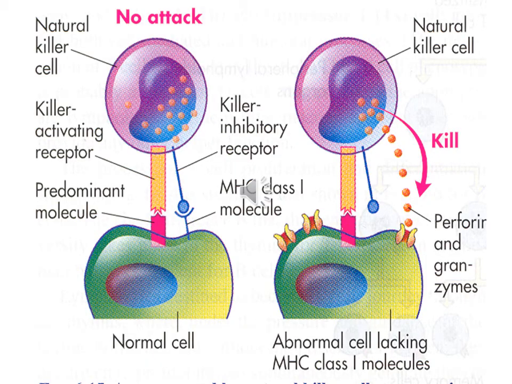Normal cells usually have class 1 MHC molecules that are recognized by the natural killer cell's inhibitory receptors. Abnormal cells lack these MHC molecules, so when the natural killer cell attaches to them, there is nothing to keep the natural killer cell from destroying the cell.